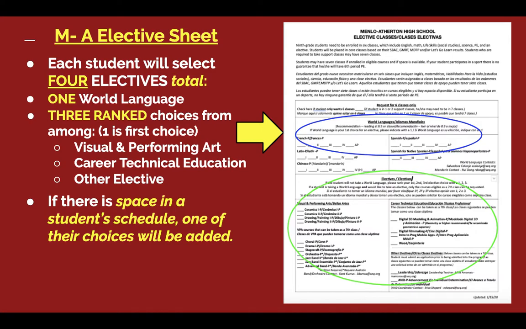The back of the course selection sheet includes space for electives. Each student will select 4 electives total: 1 world language, and 3 ranked choices from among the following areas: visual and performing art, career technical education, other elective. If there is space in a student's schedule, one of their choices will be added.